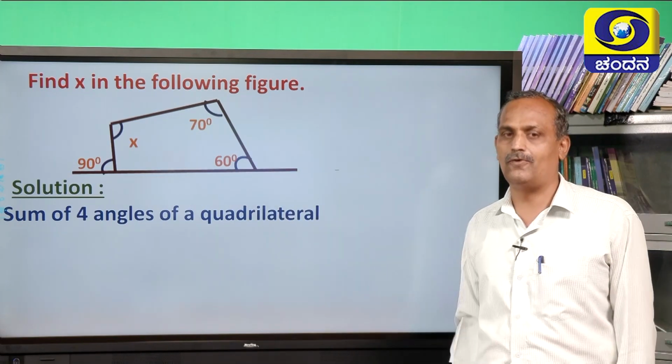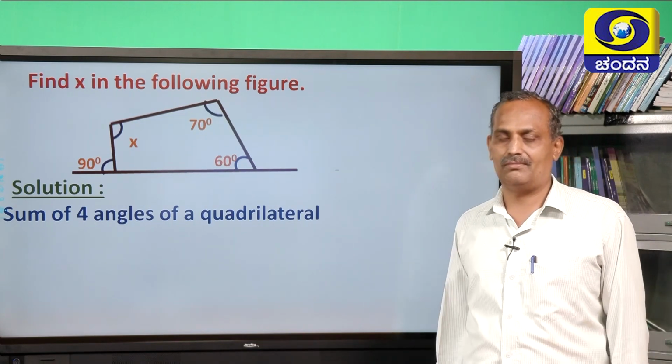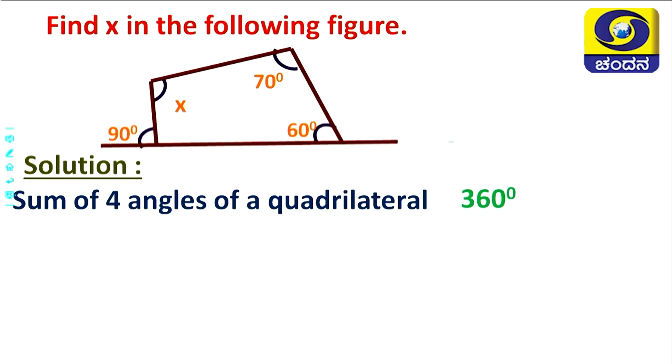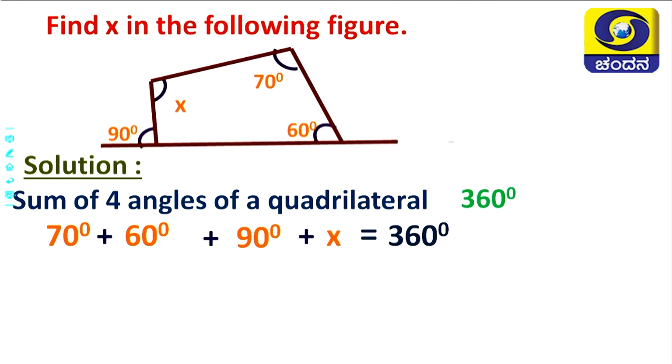The third angle we have found, but we need to find x by using the angle sum property. The sum of the 4 angles of a quadrilateral is equal to 360 degrees. Good. Now, let us write these angles by summing them. 70 degrees is the first angle, 60 degrees is another, and another angle is 90 degrees. By using the axiom we have found it. The fourth angle x we have to find. All these have the sum 360 degrees based on the angle sum property of a quadrilateral.